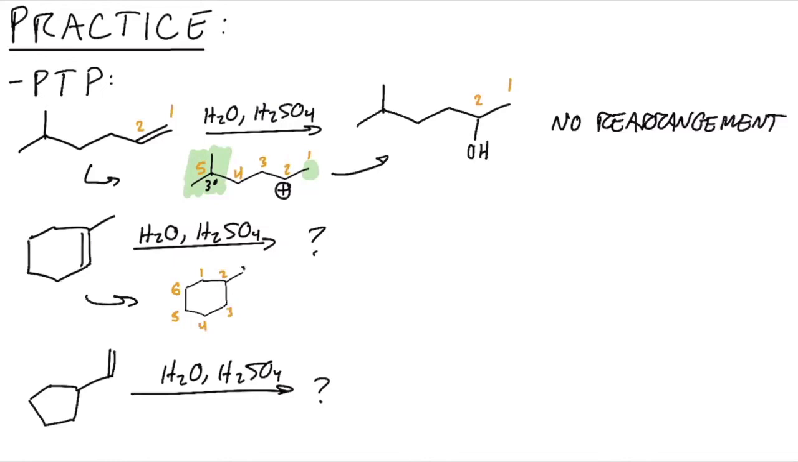Carbon 2 has 1, 2, 3 other carbons around it, so carbon 2 is a tertiary carbon, and that means that's the best place that we can put a carbocation to begin with. So we're going to put it there.